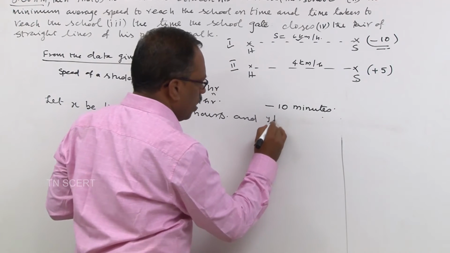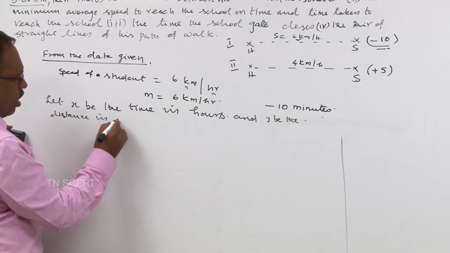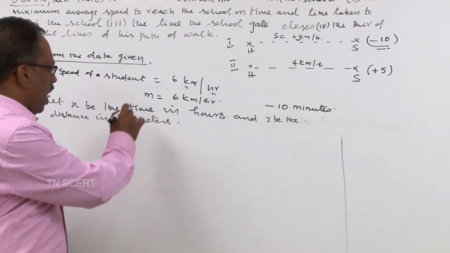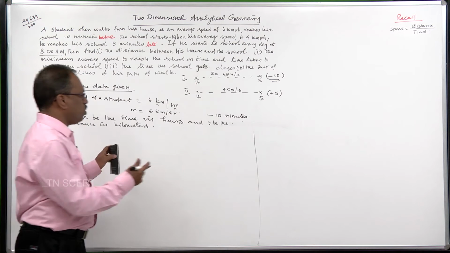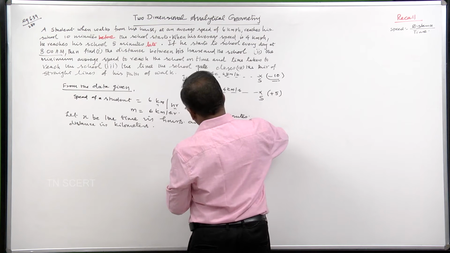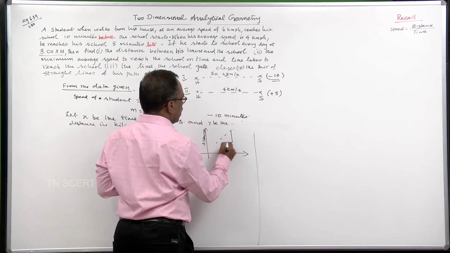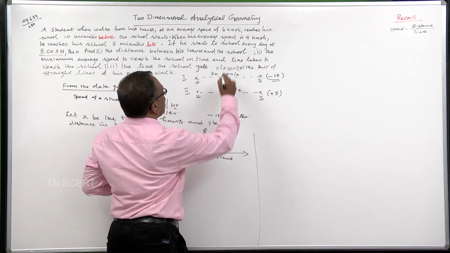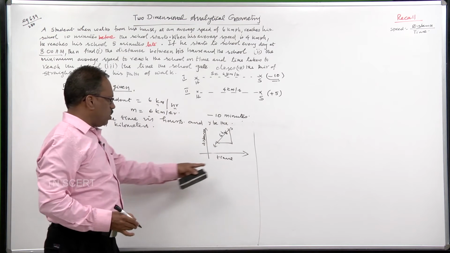Better we can take it in a simple way. Here let y be the distance in kilometers. This is a very important point you should note down. What is x, what is y? x is time, y is distance. Obviously the speed will be here. Speed is 6 km/h. This is the house and this is the school. So time, distance and hours.